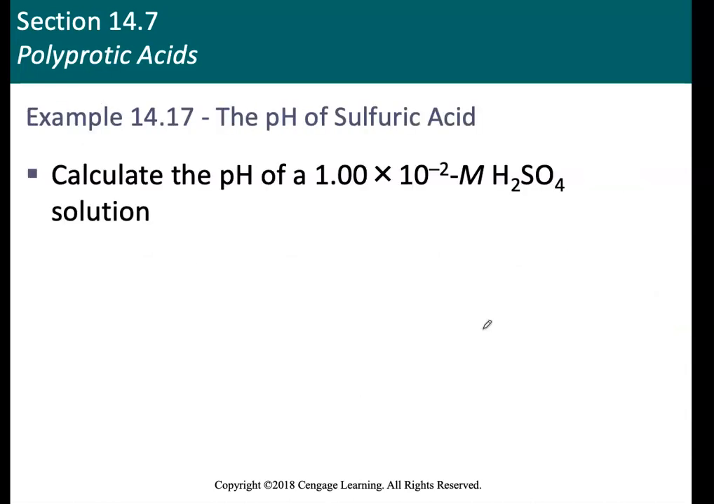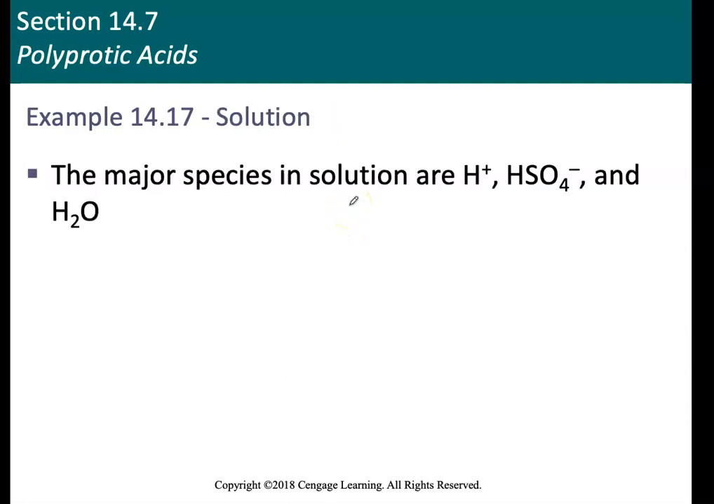Okay, let's go in here. Calculate the pH of 1.0 times 10 to the power minus 2 molar H2SO4. So, in here, what we can say is this. This is a strong acid. The first dissociation will go to completion, right? First dissociation. But the second dissociation, that's the one that we're going to deal with.